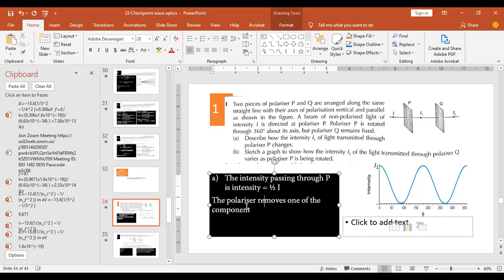Right? So basically, there's two components. If you take one vertical, one horizontal, but remember, it doesn't have to be vertical, but they are always these two components. Each of them is half I. And each of them are perpendicular to each other. So the purpose of the polarizer is to remove half of them. That's all. So the other half will pass through. Doesn't matter about the angle.